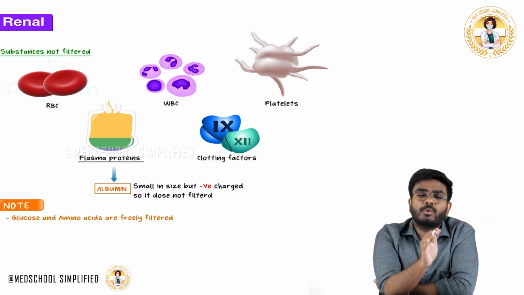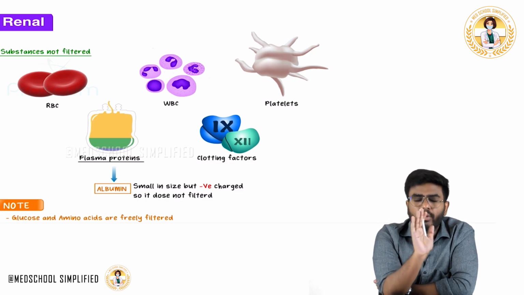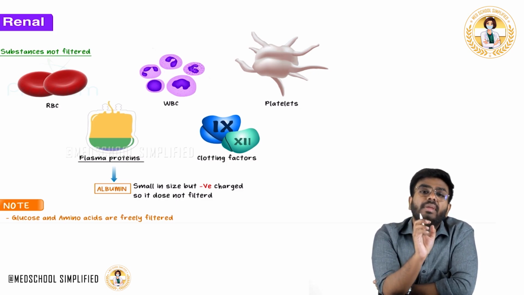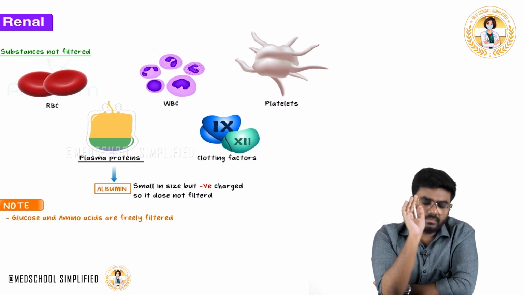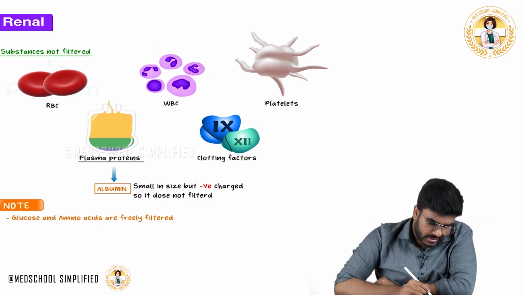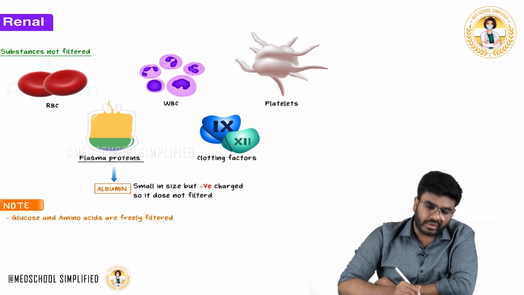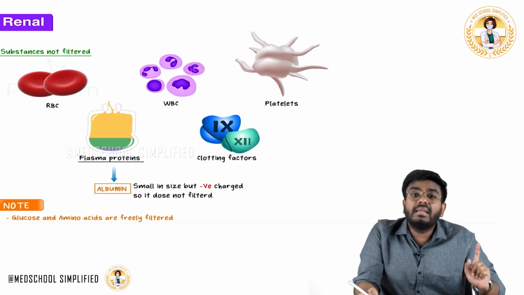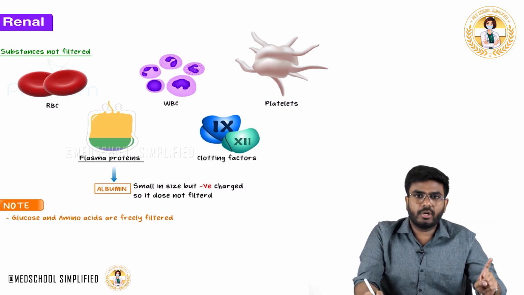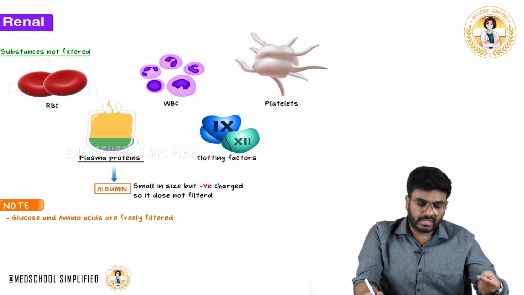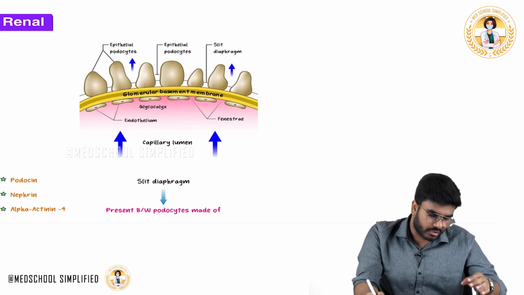But don't think that these molecules are going to come out in the urine. Rather, they will be reabsorbed back. 100% of the glucose and 100% of the amino acids are reabsorbed back. So glucose and amino acid molecules are freely filtered, but they are 100% reabsorbed in the PCT. Why? Because they are high threshold molecules, high energy molecules.